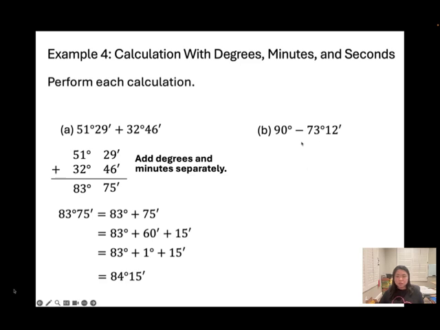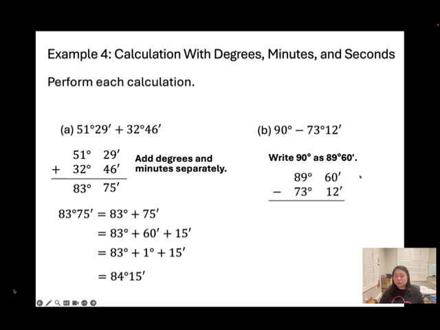Okay, B. This time we want to do the subtraction, but I do have the 90 degrees. I don't have any minutes here. So first, I'm going to convert 90 degrees to 89 degrees. I'm going to get 1 degree into 60 minutes here. Okay, they are equal to each other. 60 minutes is equal to 1 degree, and add it up, that'll be 90 degrees.